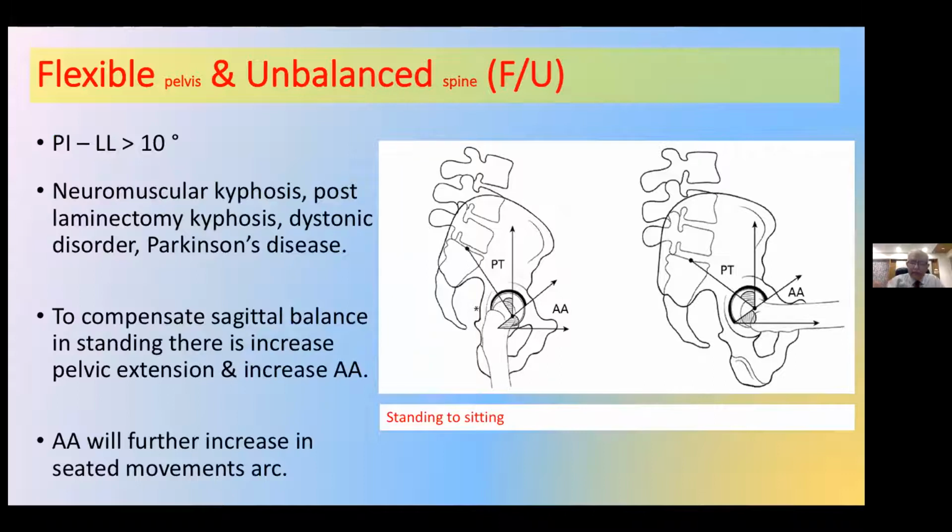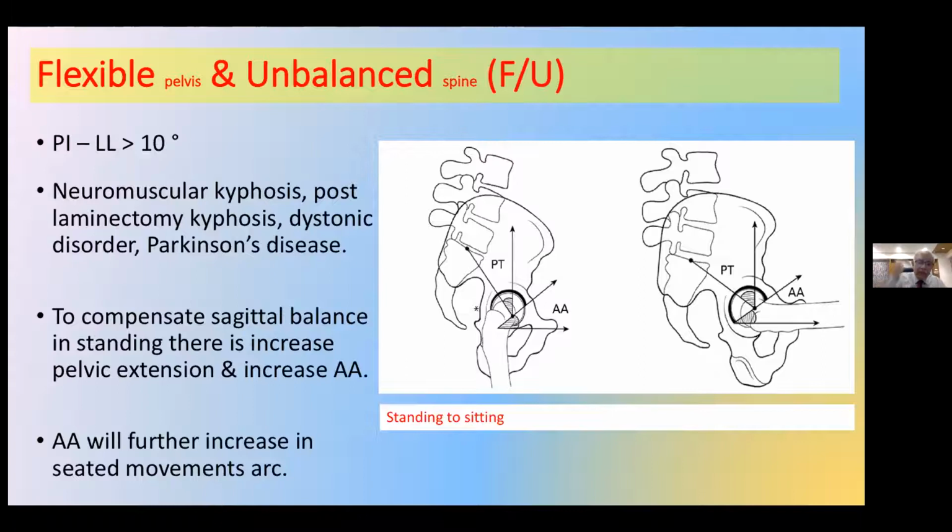Again, when a flexible pelvis is there but the spine is not balanced, suppose you have a kyphosis or a neuromuscular problem. Because of this kyphosis, to compensate the sagittal balance in standing, there is increased pelvic extension, and there is always increased acetabular anteversion. Here, in the standing position, your anteversion is already increased. Remember, normally in the sitting position, the anteversion increases. But to compensate for the unbalanced spine or the kyphosis, the acetabular anteversion is always increased in a standing position.